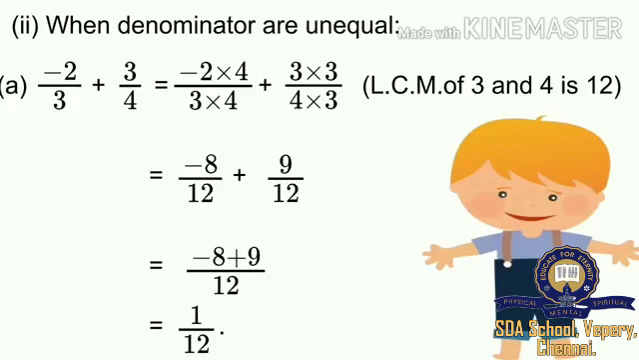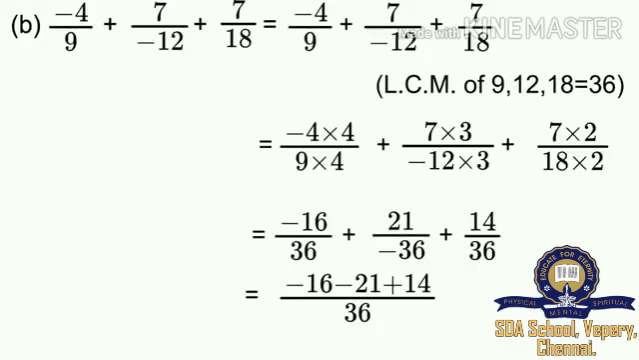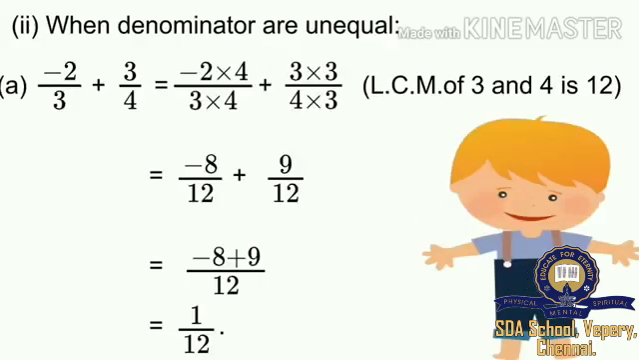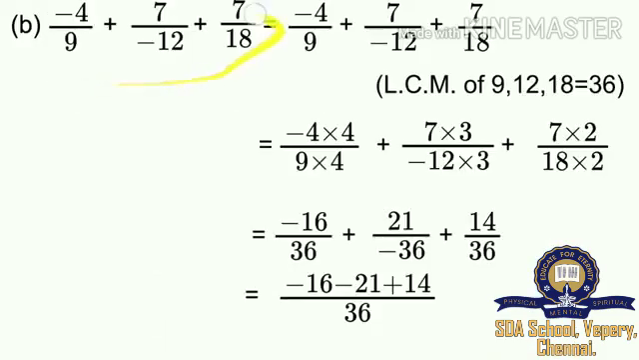And we get minus 8 plus 9 divided by 12. You can see here the denominators are equal. So just like that, we solve this. Minus 8 plus 9 divided by 12, the answer will be 1 by 12. And another sum. In this sum, we learned using only two rational numbers. Here we are using three rational numbers.